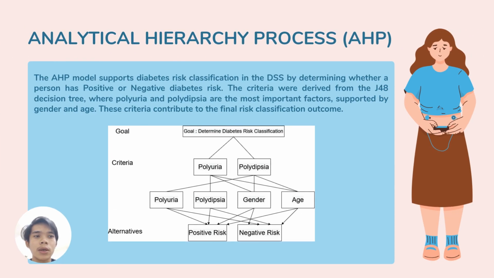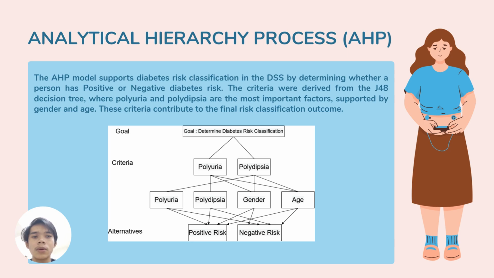Okay, for the Analytical Hierarchy Process, or AHP, the main goal of this model is to decide whether a person has a positive or negative risk of diabetes. At the top of the hierarchy is our goal, determine diabetes risk classification. We use several important criteria, and the criteria are taken from the J48 decision tree, which helps us to identify the most related factors to diabetes.